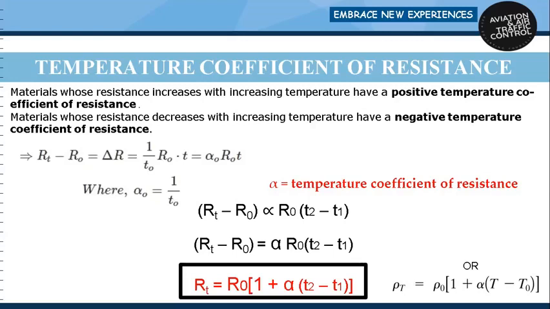This gives the change of resistance with increase in temperature. Similarly, if we write in terms of rho, resistivity, this equation will become rho T is equal to rho naught multiplied by 1 plus alpha T minus alpha T naught.